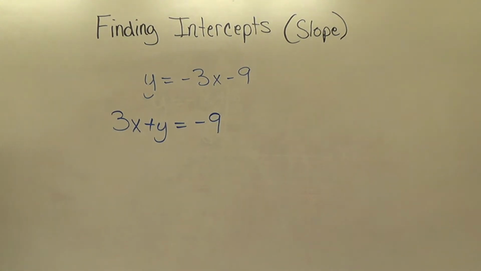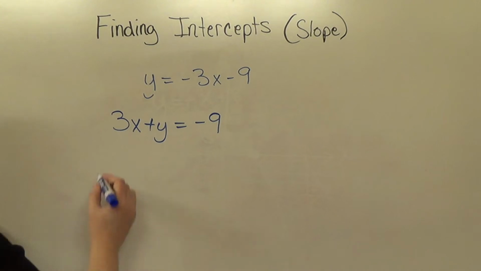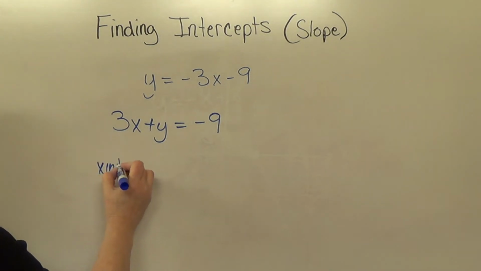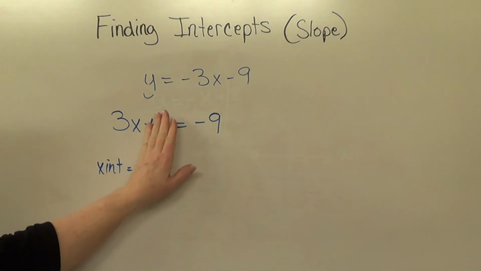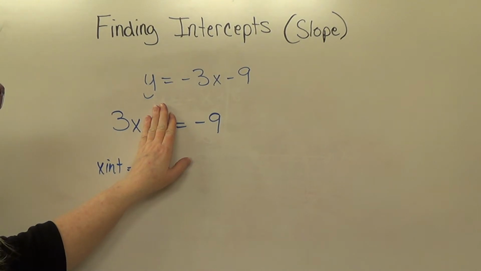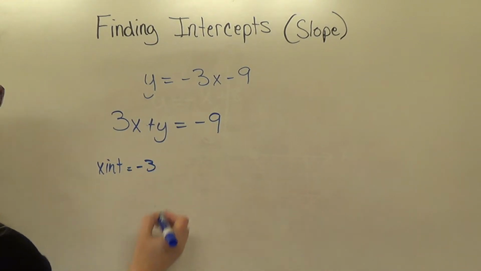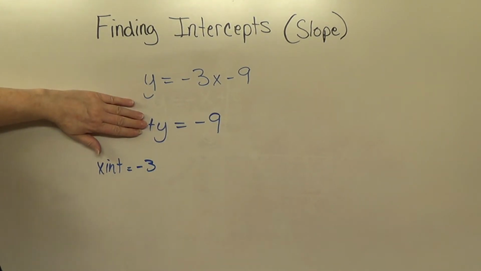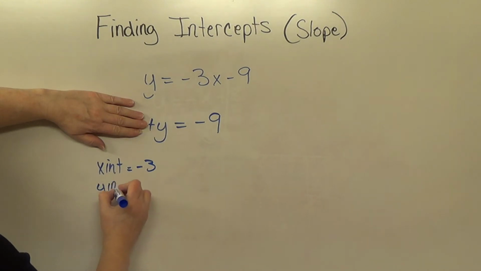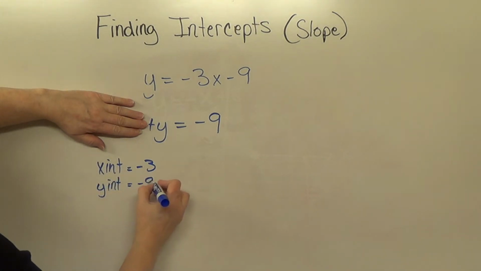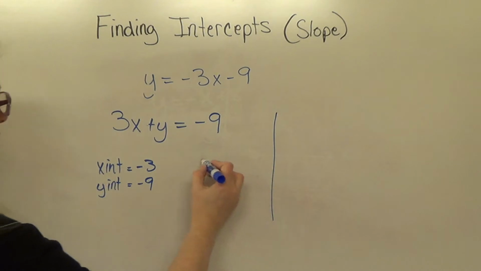And if we wanted to quickly find the intercepts, we could find the x-intercept by letting y be 0. And so if y was 0, you'd have 3x equals -9. You divide by 3 and you get x equals -3. And to find the y-intercept, you let x be 0. And the y-intercept is -9. And you could quickly graph that.